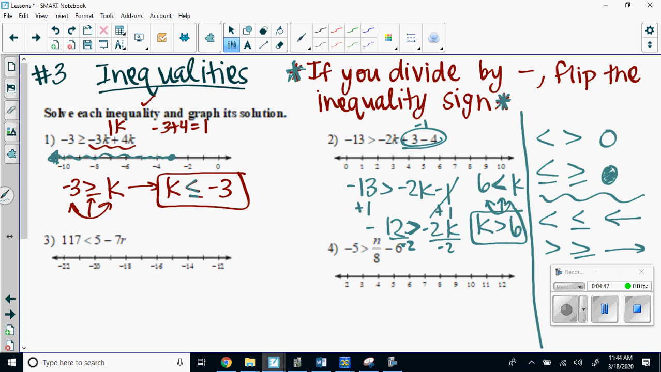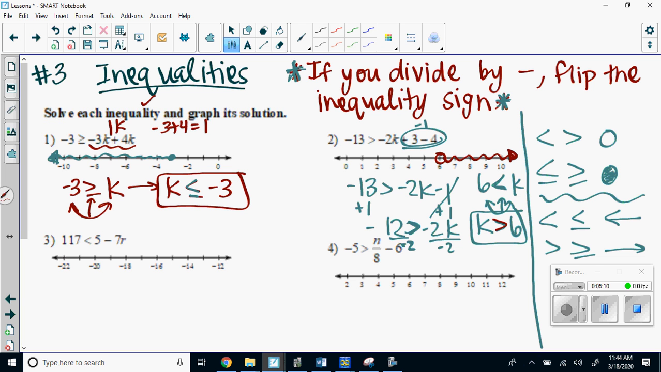So we solved it. Now let's graph it. To graph, we need an open or closed dot. Yep, open dot on 6. And we're going to shade to the right because the arrow's pointing to the right. Greater than means numbers bigger than 6. And that's what the numbers to the right are.